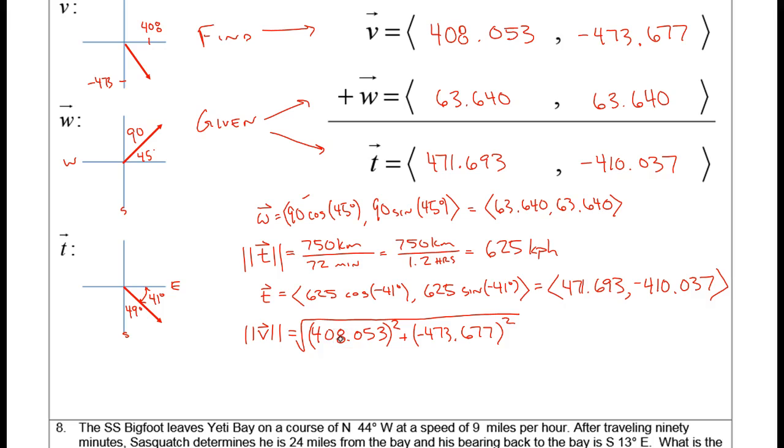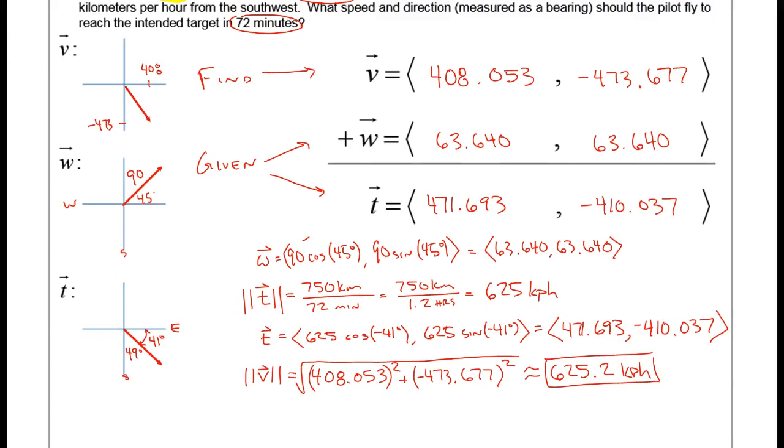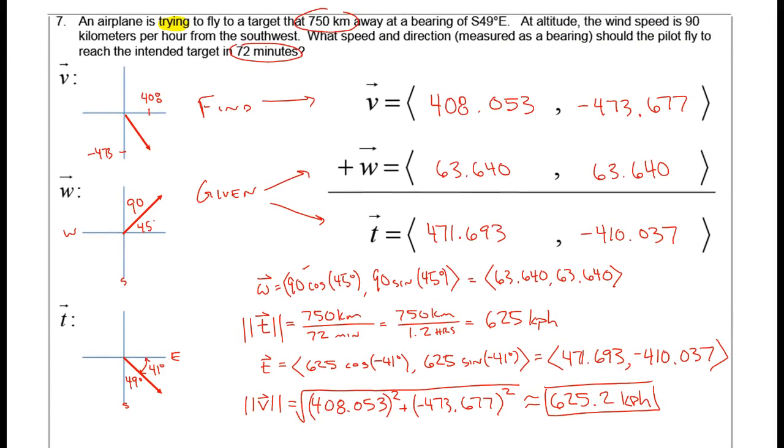Okay, so when I go ahead and crank the numbers here, I'm going to get a speed of about 625.2 kilometers per hour. And you'll notice 625.2 is really close to what our true vector was of 625 kilometers per hour. So in terms of speed, we don't have to fly that much faster than our actual true velocity vector.